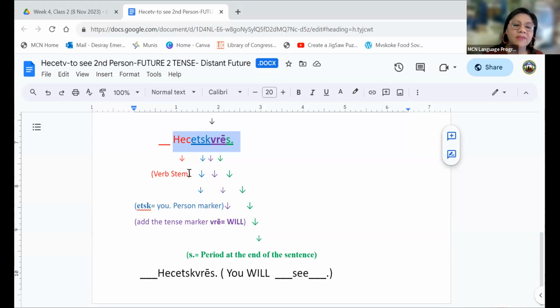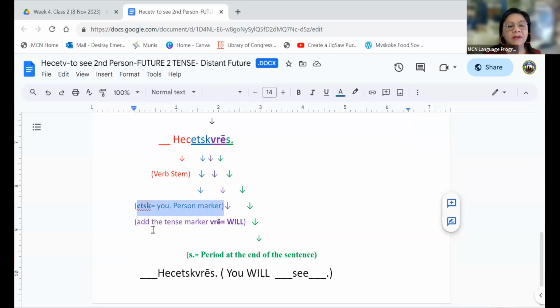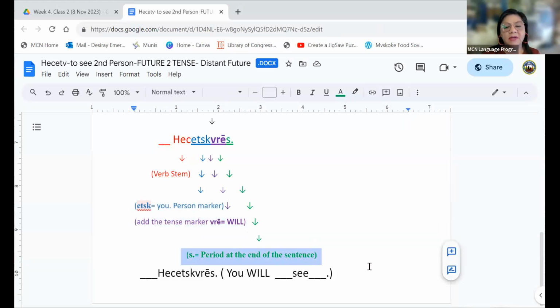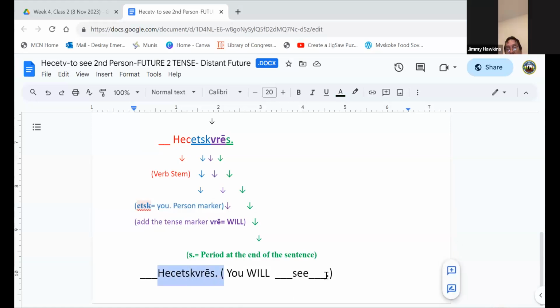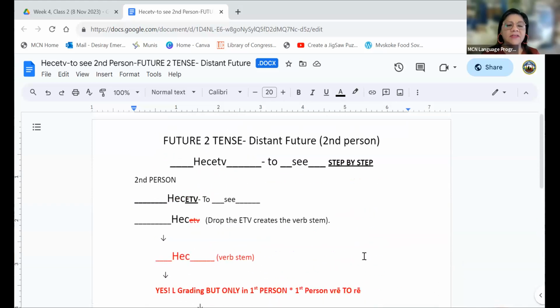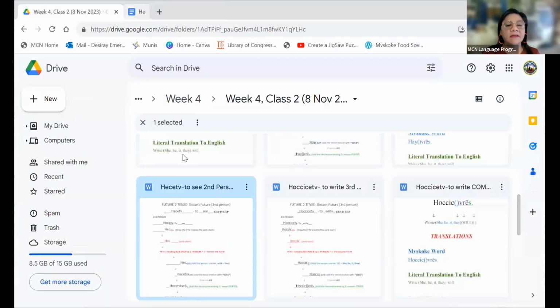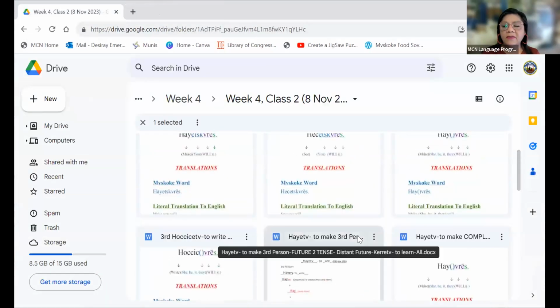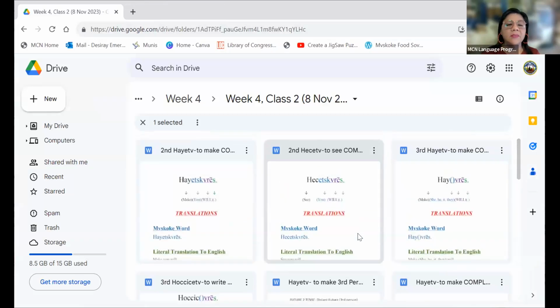All right, again, verb stem right here. It means you, person marker. Add the tense marker athis. Athi means will, and then add your s. Period at the end of the sentence. Hijitskathis. You will see. All right. Does anybody have any questions on that? All right, let's see if I have the second.